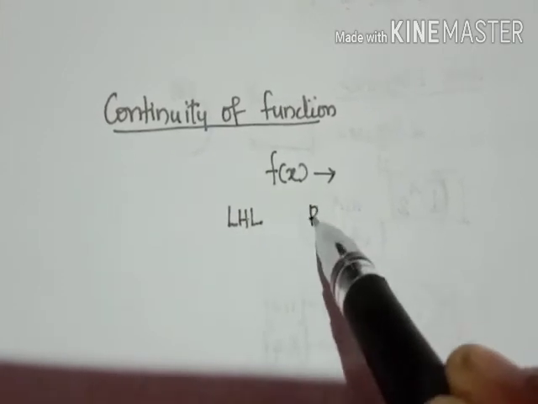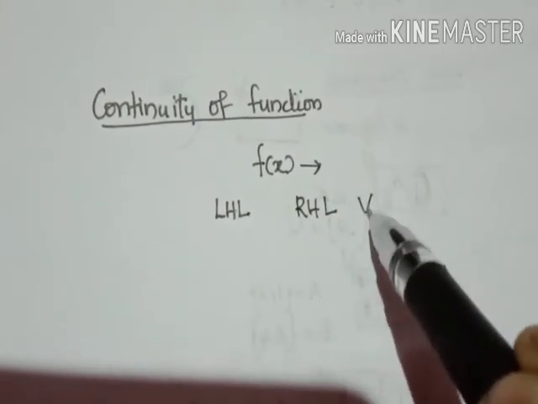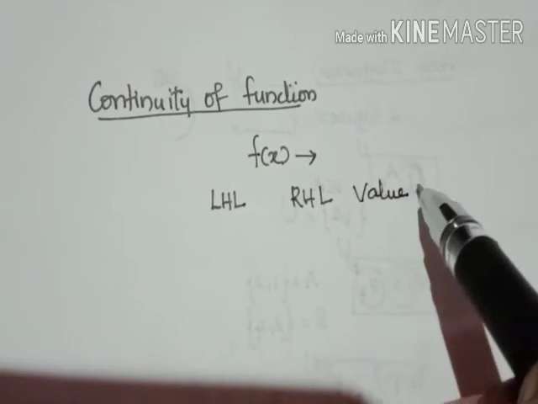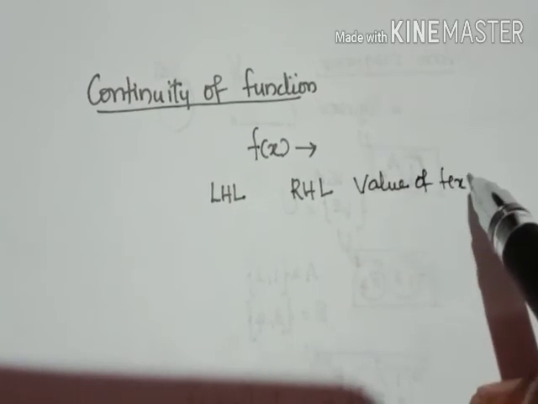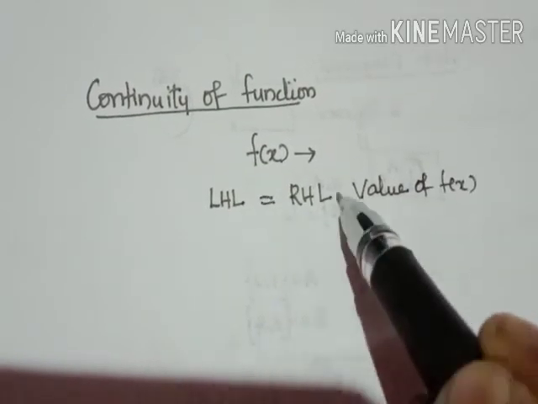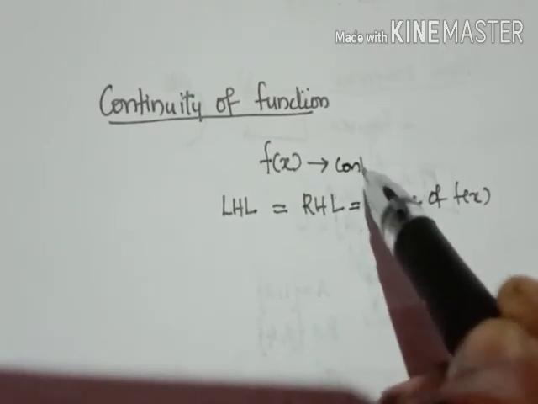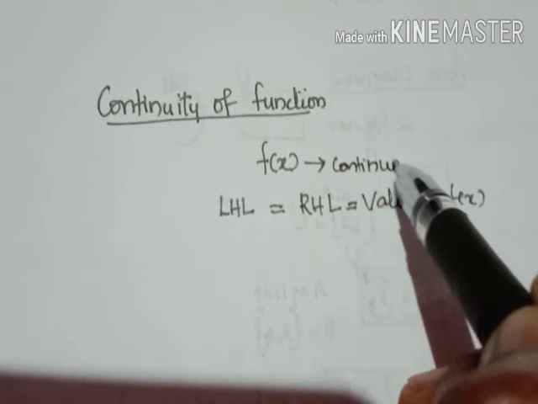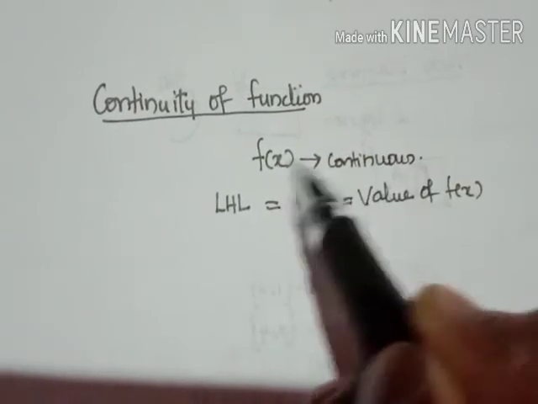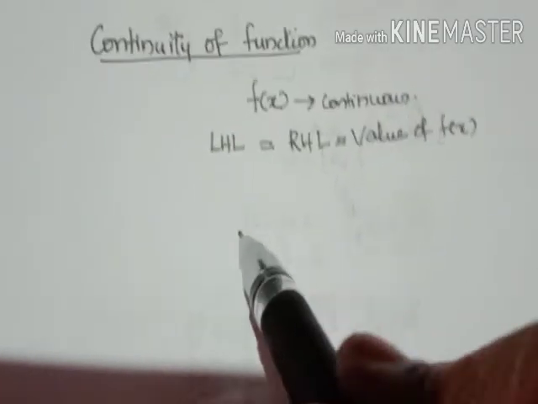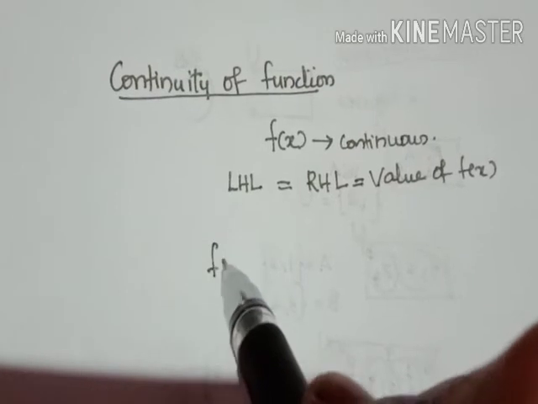And I already explained, the given function f of x is continuous only when its left hand limit, right hand limit and value of the function f of x, if these three are equal, then we can say that f of x is continuous at a given point. Otherwise it is discontinuous. Okay. Let's see one of the example.